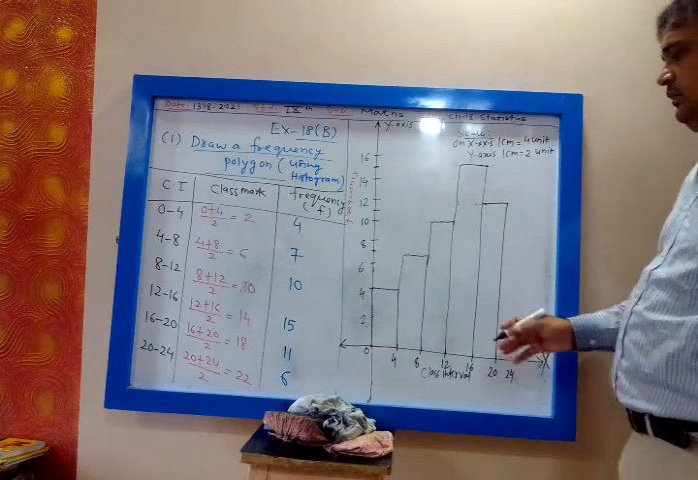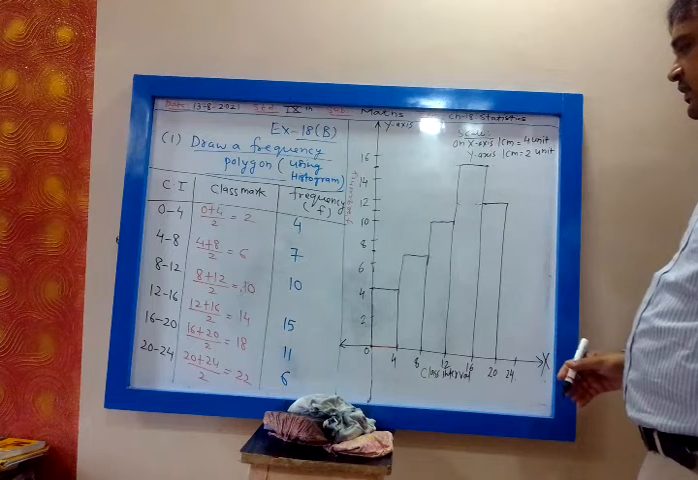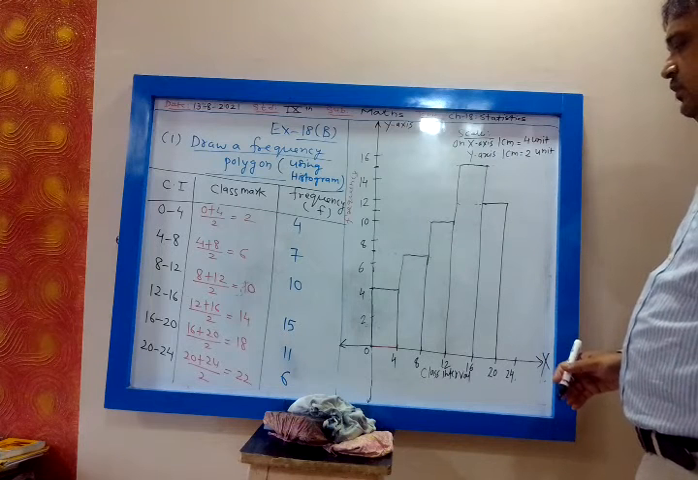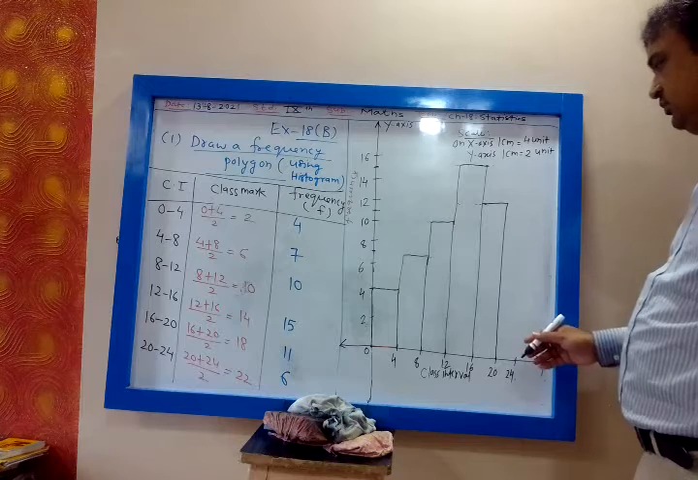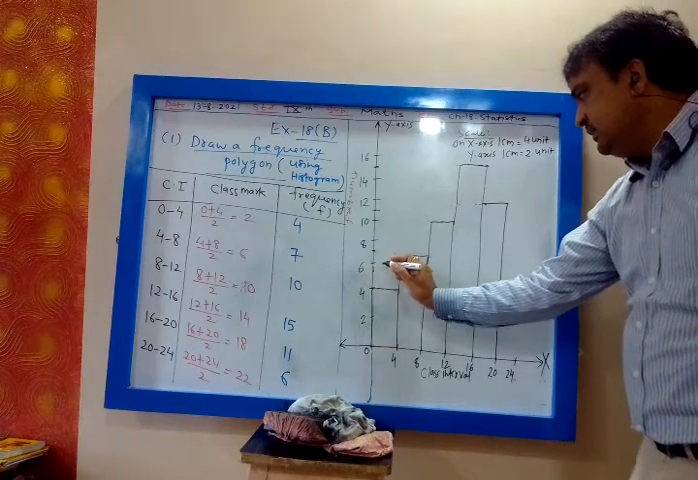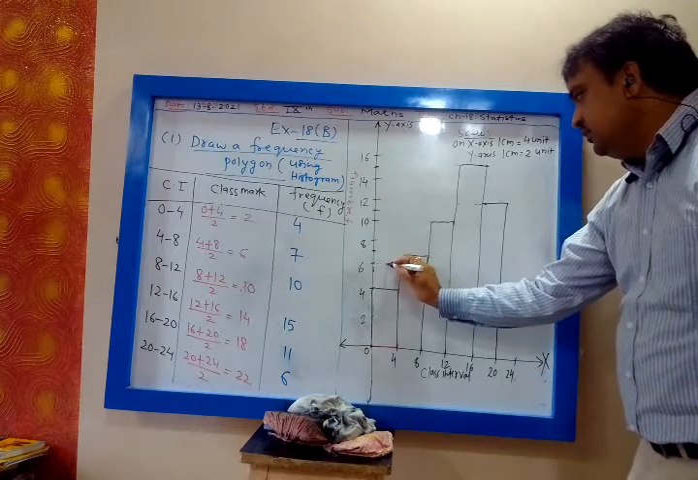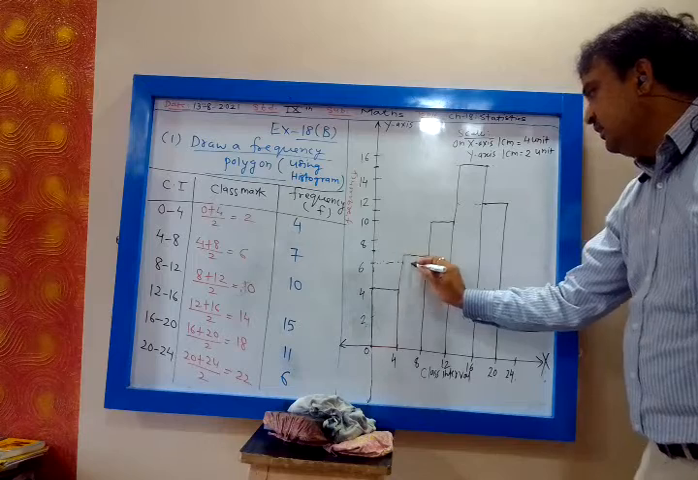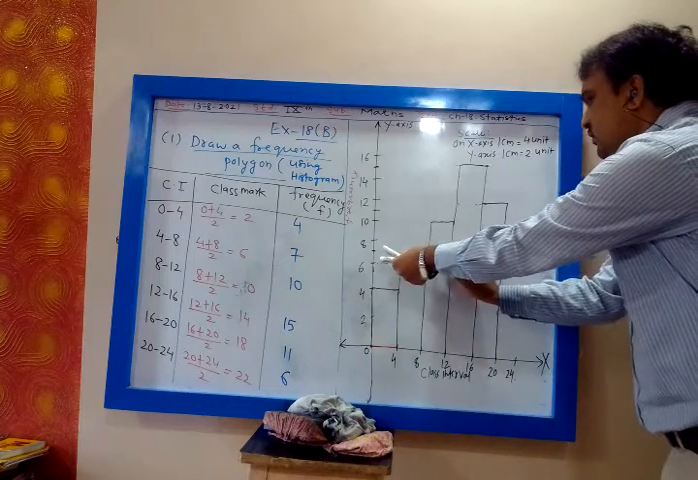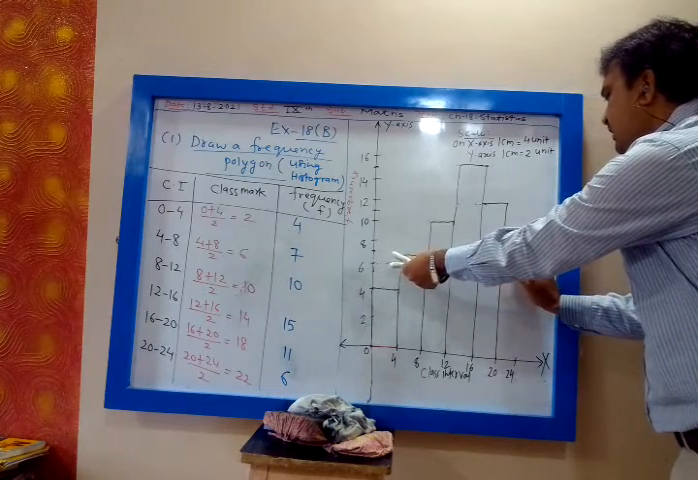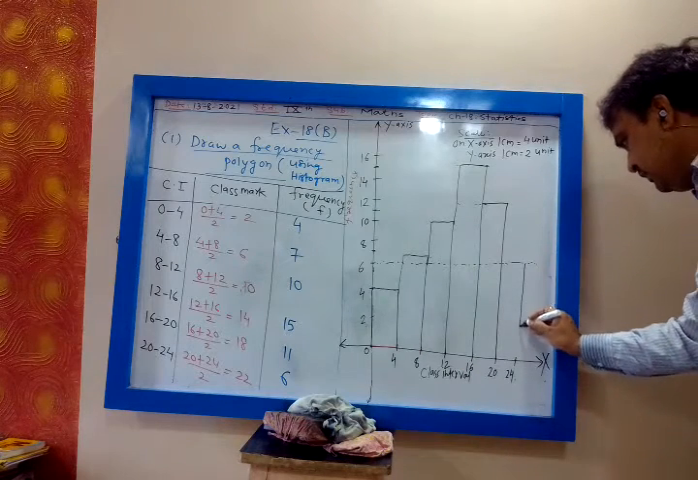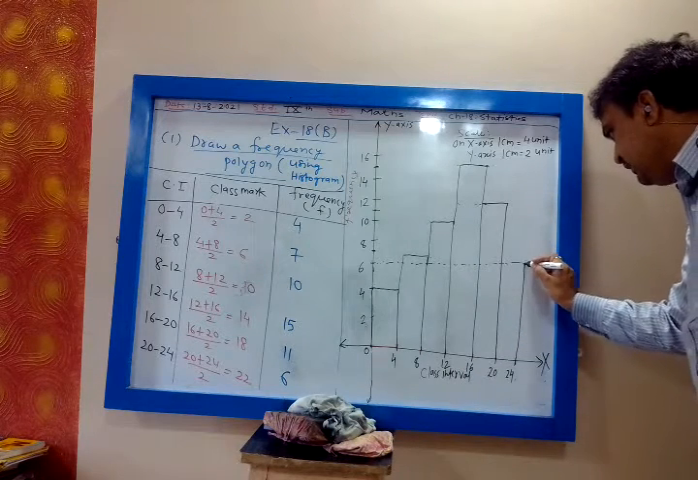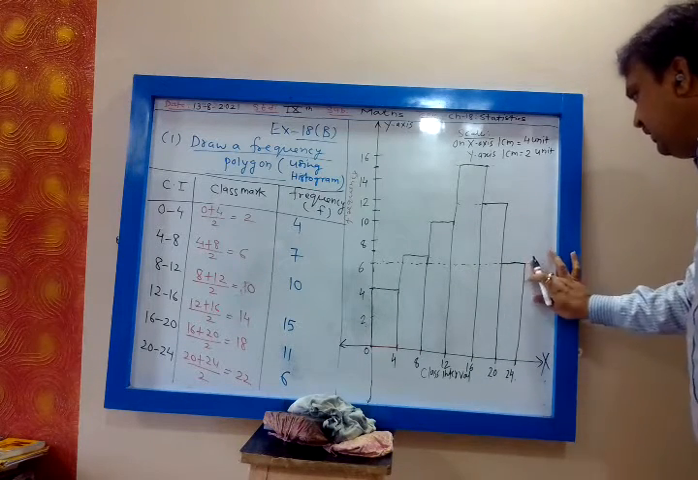Then 20 to 24, it is 6. Where is 6? This is my 6. So draw the dotted line. Keep the scale horizontally and draw the dotted line for 20 to 24, which is 6. And erase this.